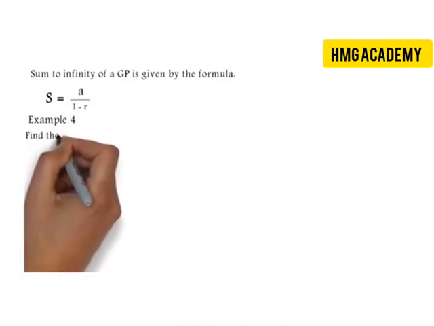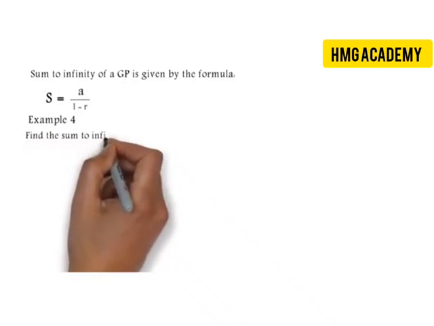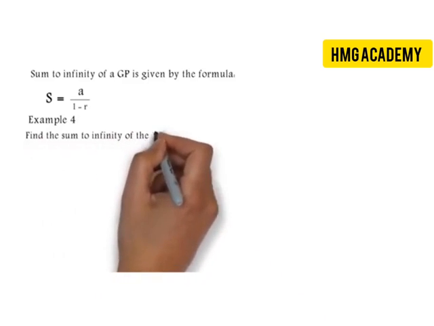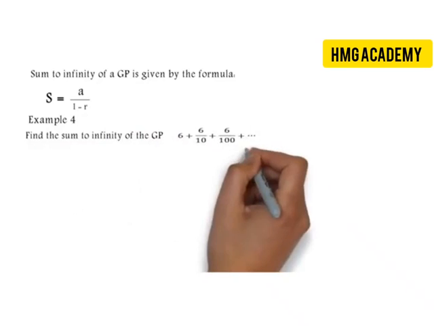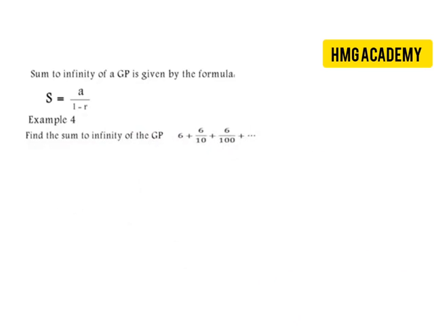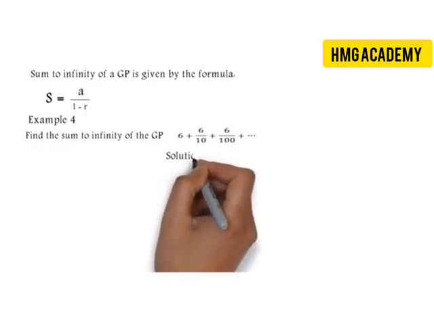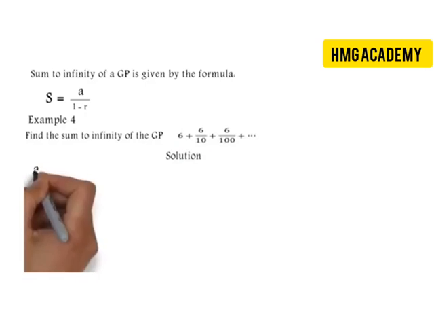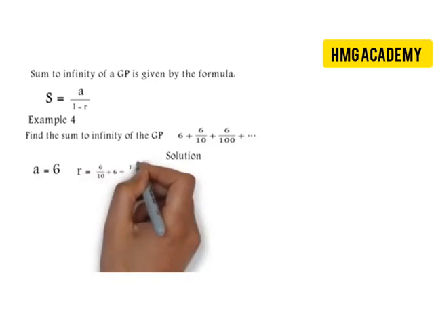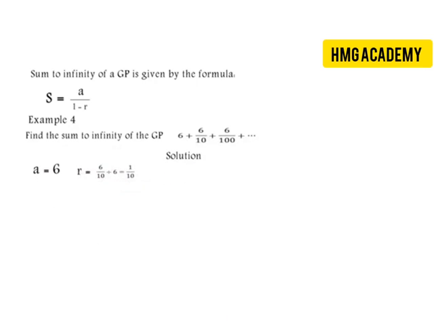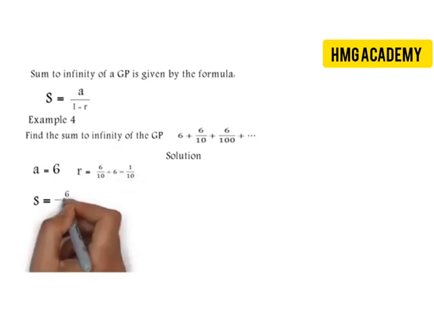We're asked to find the sum to infinity of the GP 6 plus 6 over 10 plus 6 over 100 plus, continue infinitely, 6 over 1000, 6 over 10,000, like that. So our first term is 6. Our common ratio, which is 6 over 10 divided by 6, simplifies to 1 over 10. So we've gotten everything we need, just to substitute into the formula now and simplify.